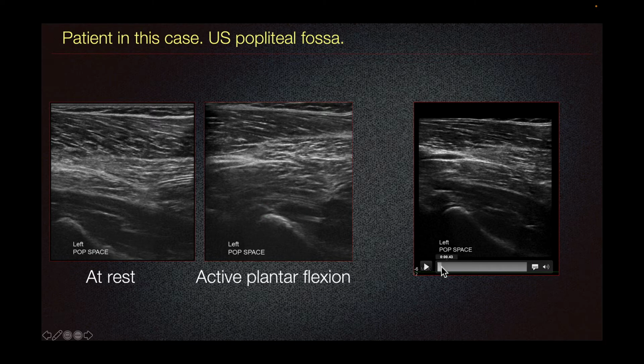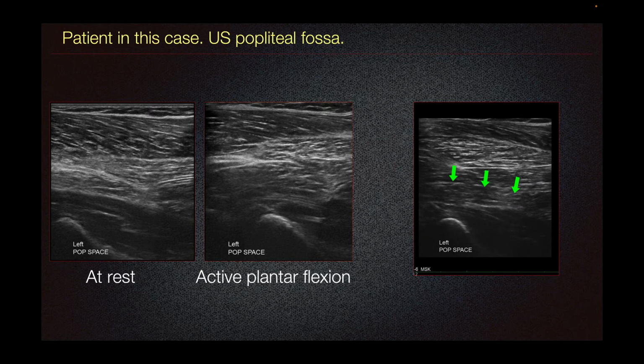Here we can see the same imaging. We can see a widely patent popliteal artery, and here in our plantar flexion we can see that it's completely compressed.